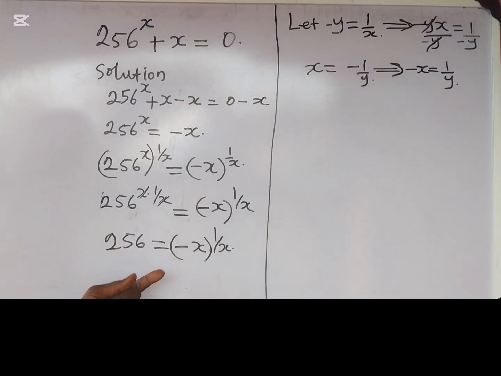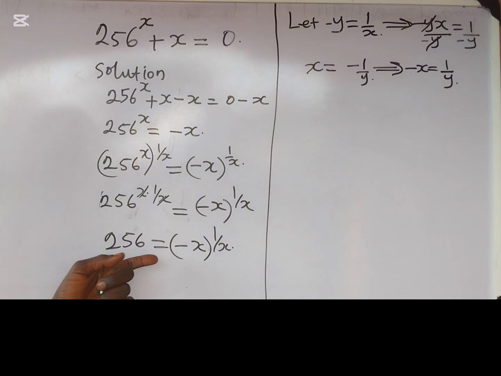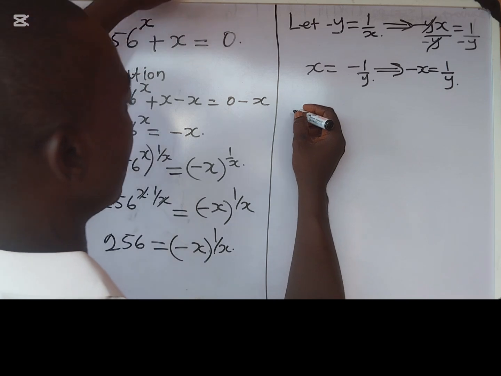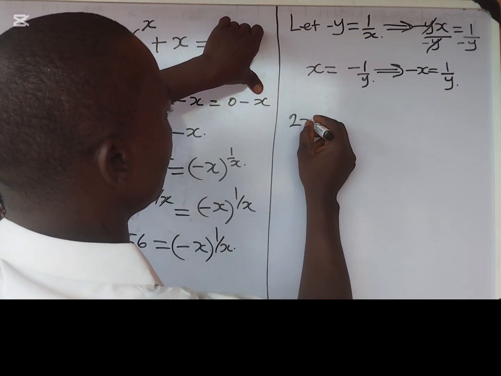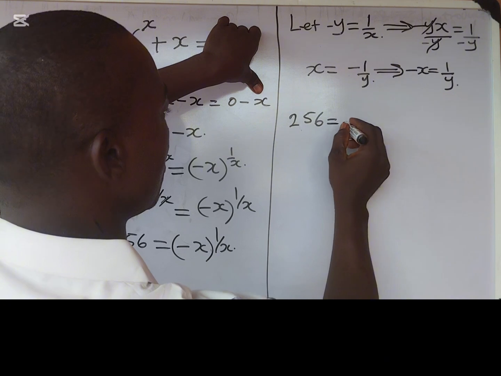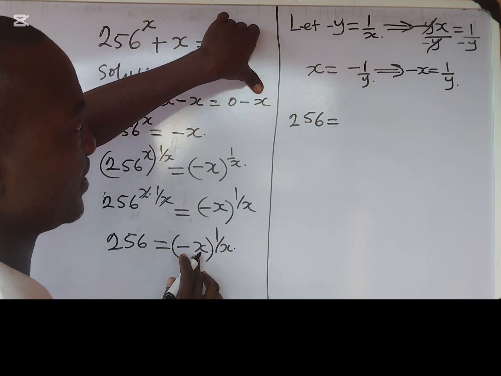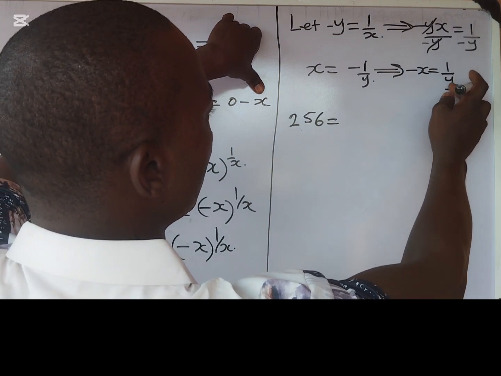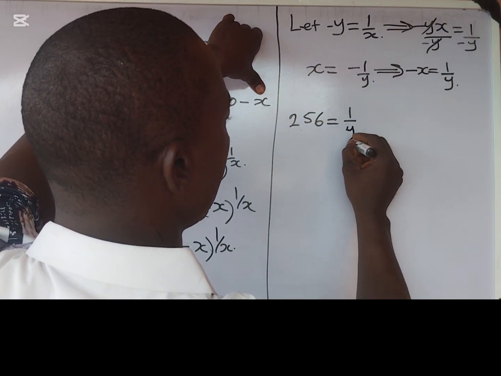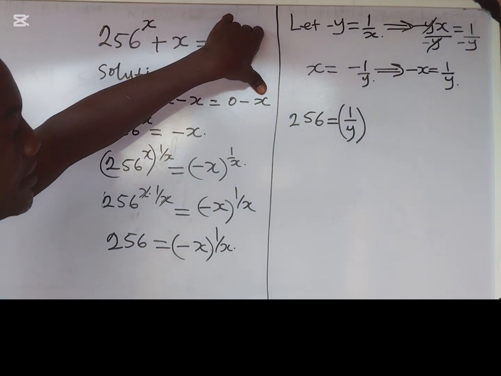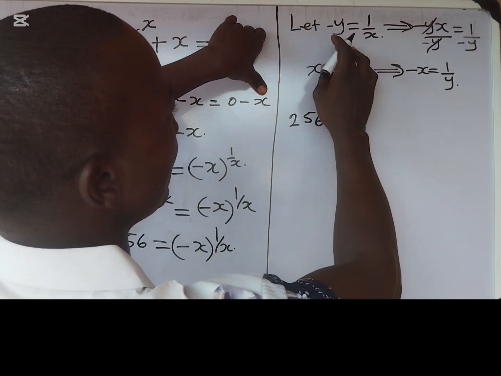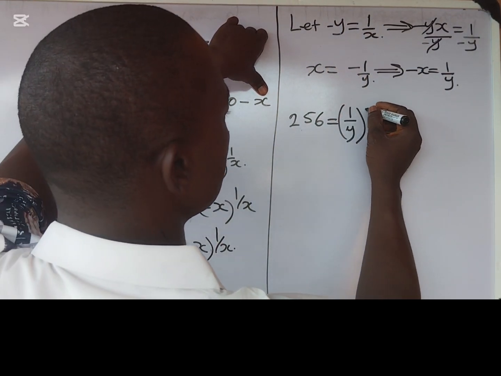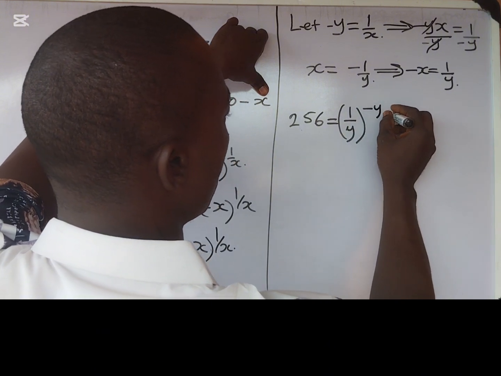So when we get to this point, we're going to write this equation in terms of y and not x again. So let's try and do it. This becomes 256 equal to, in place of minus x, we know that minus x is equal to 1 over y. So write 1 over y, replacing minus x. Then for 1 over x, we know that minus y is equal to 1 over x. So in place of 1 over x, we're going to put in minus y.